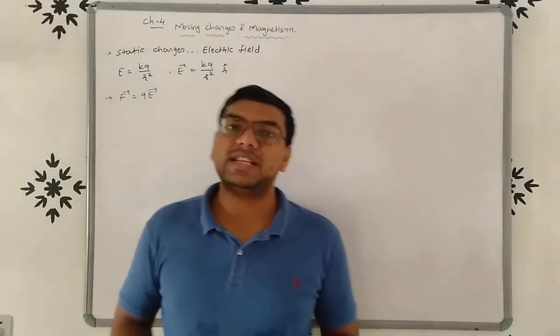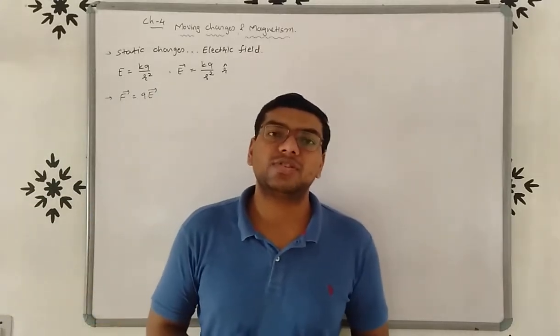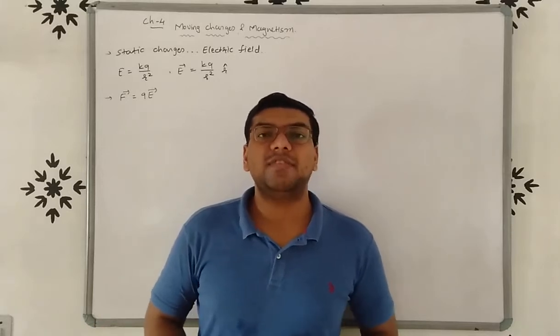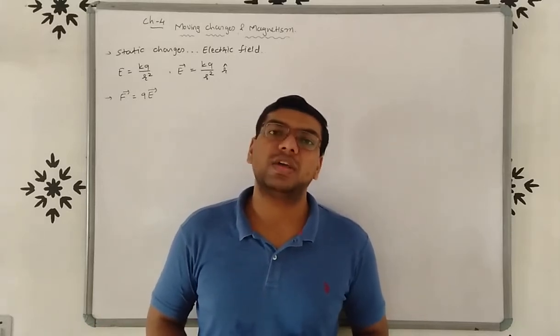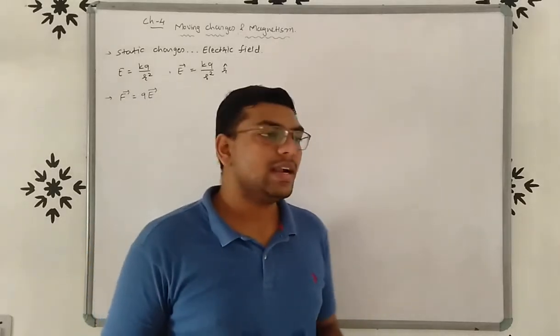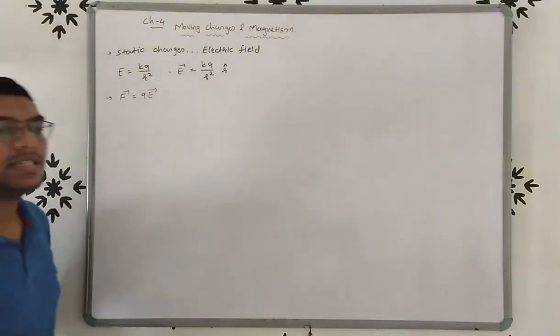Due to static charge, electric field is produced. We know that electric field E is equal to kq by r square. And if the electric field is there, then force occurs. So we know that F is equal to QE, right? Now, this is about static charges.